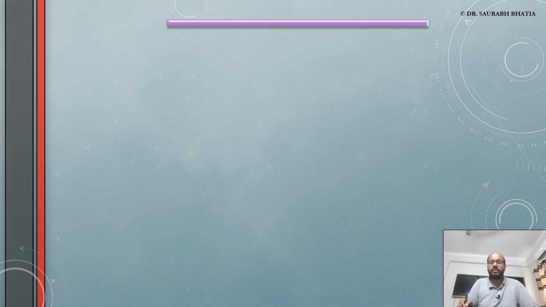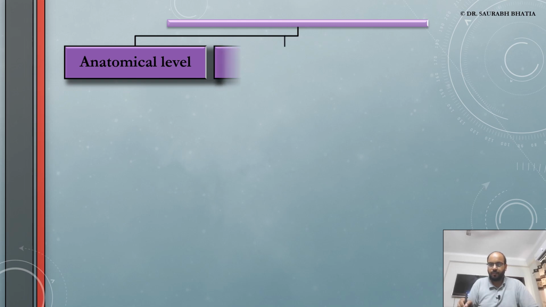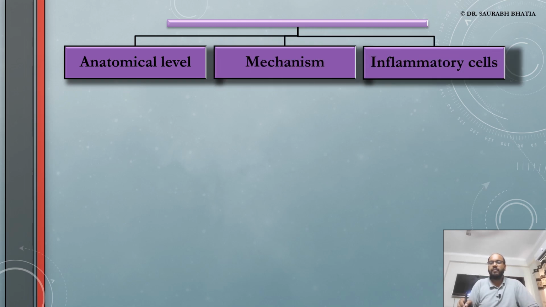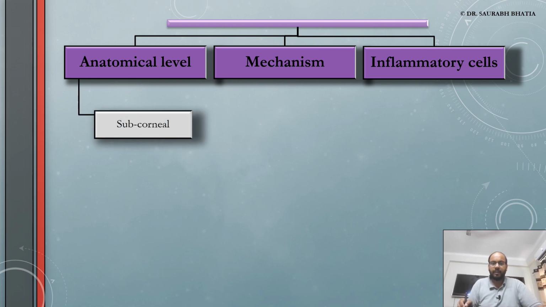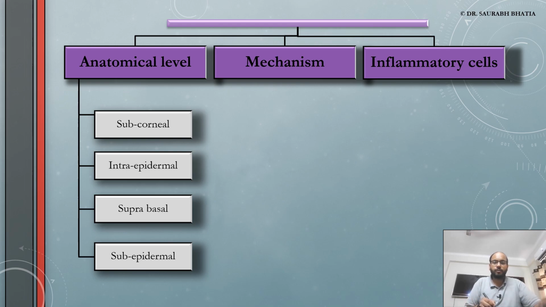So let's move forward and see how we classify the disorders. We have the anatomical level of the split, we have the mechanism responsible for the split, and we have the inflammatory cells inside the bulla or the vesicle. On the basis of anatomical level, we can divide from top to bottom: subcorneal, that is just below the corneal layer, the stratum corneum; intra-epidermal, that means in between the other layers of the epidermis, which includes the stratum granulosum and stratum spinosum; supra-basal, that means only the basal layer is there in the floor, while all the other layers of the epidermis are at the top; and sub-epidermal, that is below the epidermis, essentially separating the epidermis from the dermis. Okay, let's move forward.